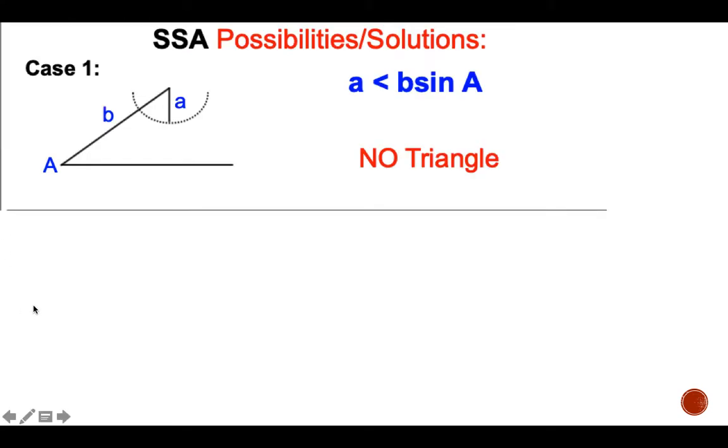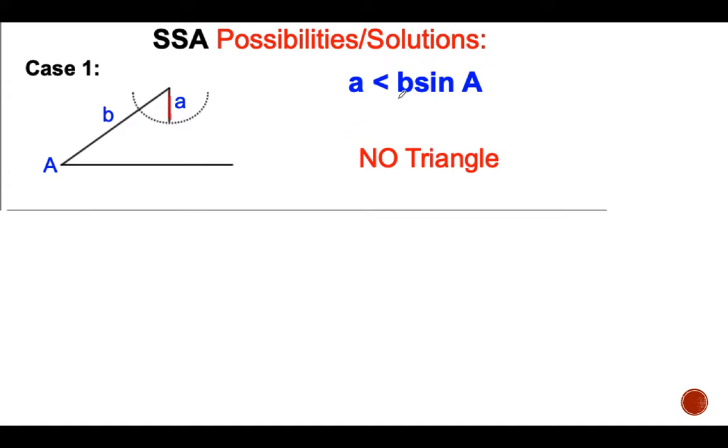So basically, 3 cases, okay? Case number 1 is we're given an angle, the side opposite of that, and this side right here. Now the first case is that this side length is too short. It's just dangling here. You can't make a triangle, so there's no triangle.